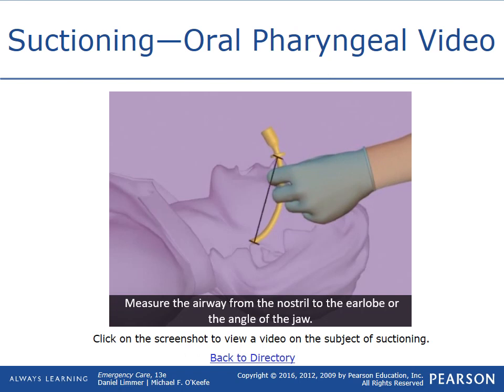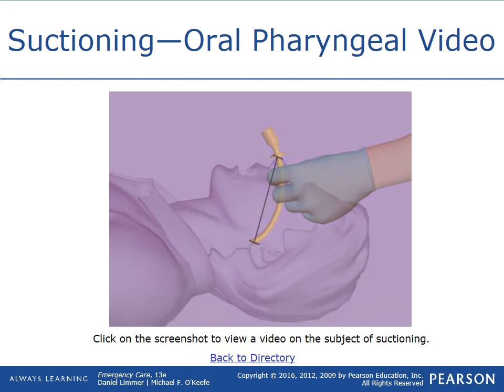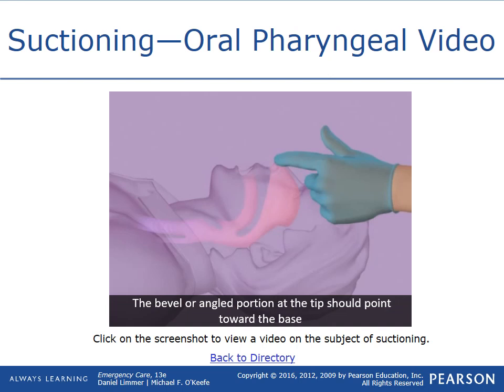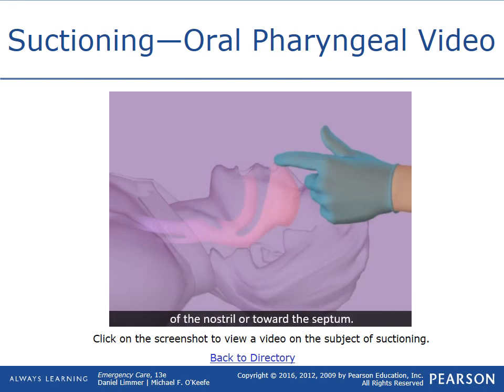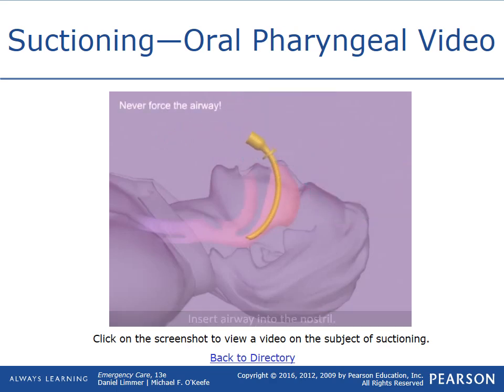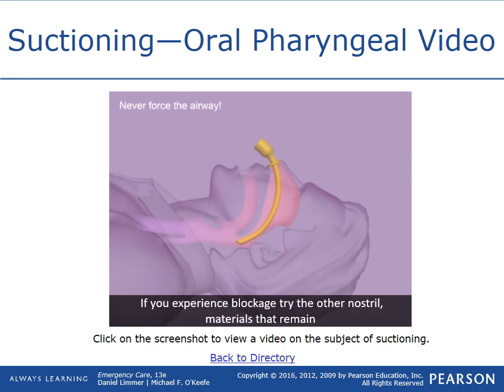Measure the airway from the nostril to the earlobe or the angle of the jaw. Apply a water-based lubricant. Gently push the tip of the nose upward. Keep the head in a neutral position. The bevel or angled portion at the tip should point toward the base of the nostril or toward the septum. Insert the airway into the nostril. Advance until the flange rests firmly against the nostril. If you experience blockage, try the other nostril.